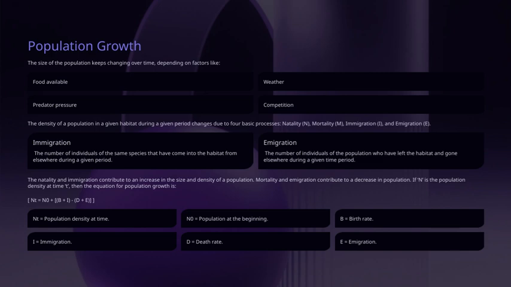The key idea is that natality, which is the birth rate, along with immigration, increases the population size and density. Meanwhile, mortality and emigration work to reduce it. It's important to understand that population density isn't static. It fluctuates over time based on various factors like competition, weather, predator pressure, and available food. All these elements influence whether the population grows or shrinks. In summary, the size of a population at any given time depends on these four basic processes: natality, mortality, immigration, and emigration. Together, they shape the dynamic nature of populations in their habitats.